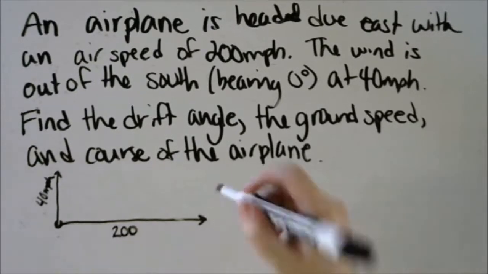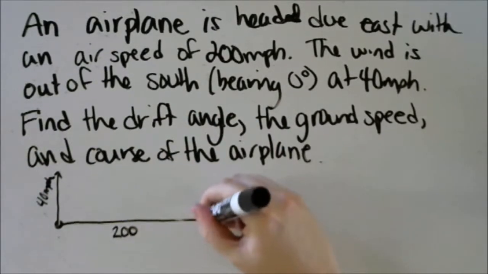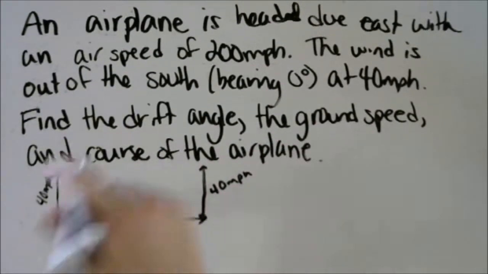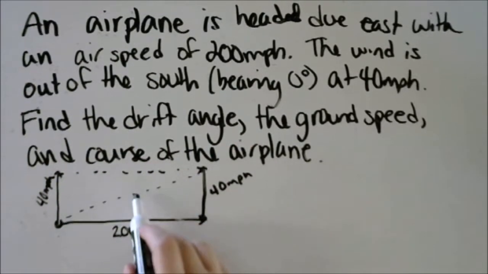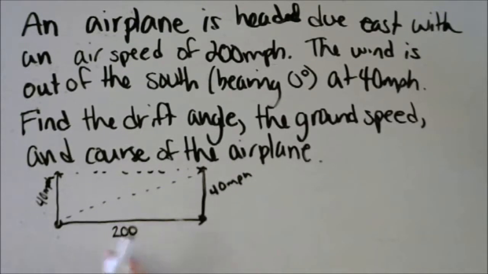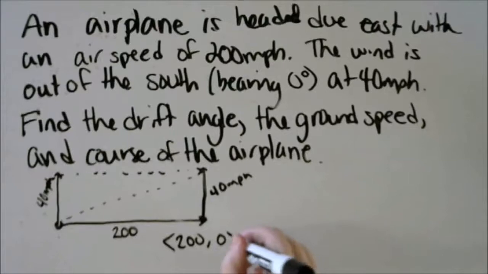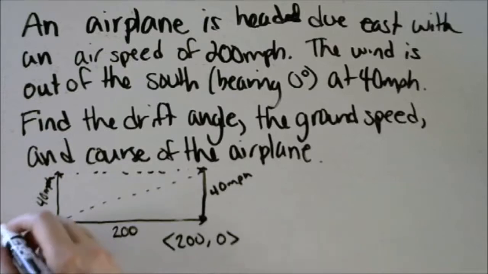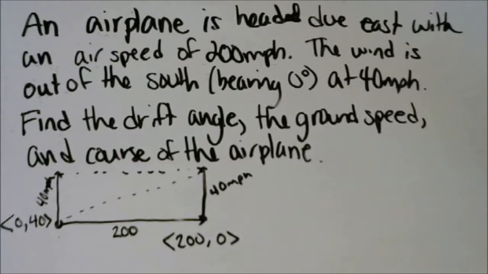So you can imagine if you set this up by placing your wind vector at the end point of your airplane's vector and create your parallelogram, which in this case, because of the 90-degree angle, is actually a rectangle. You know that you're trying to find this diagonal. So let's write the airplane and the wind in their component form. Because the airplane is heading due east, its component form is 200, 0. Since the wind is heading due north, out of the south means to the north, its component form is 0, 40. We're going to add these two together.